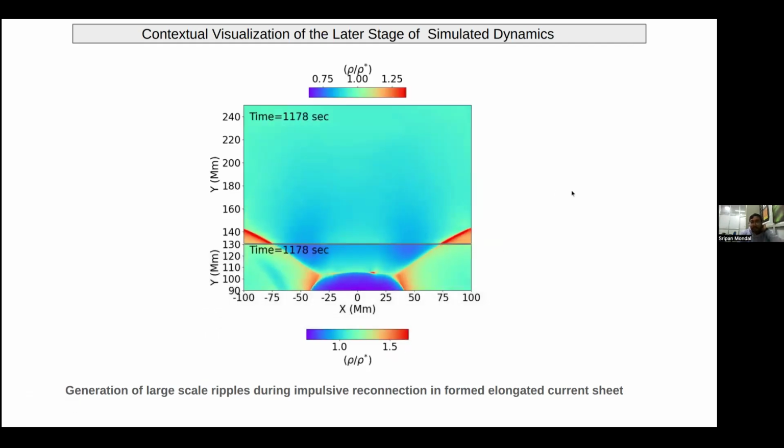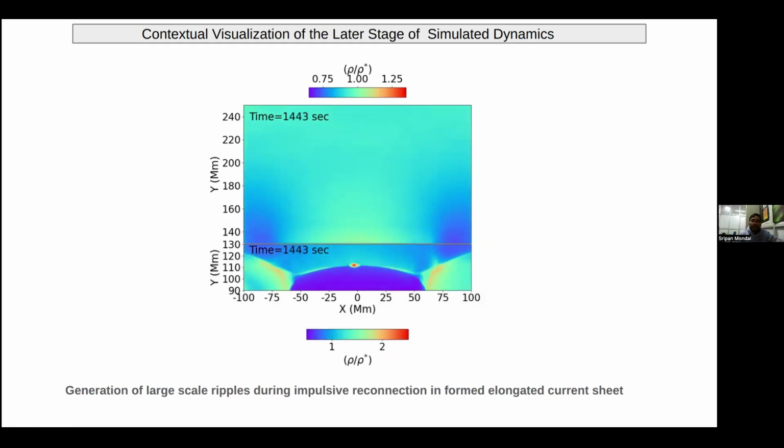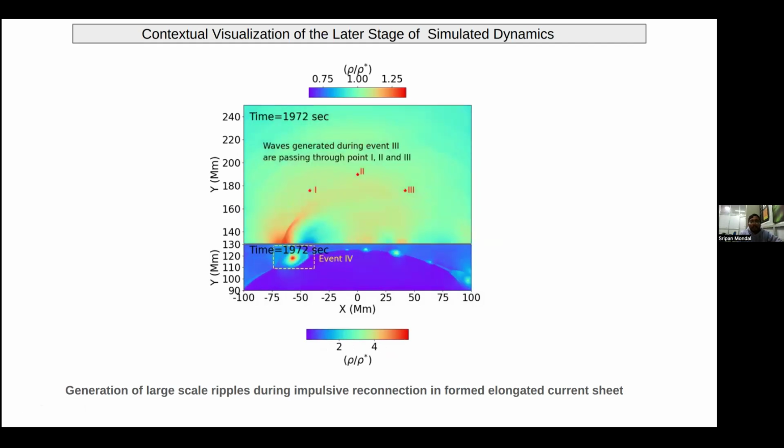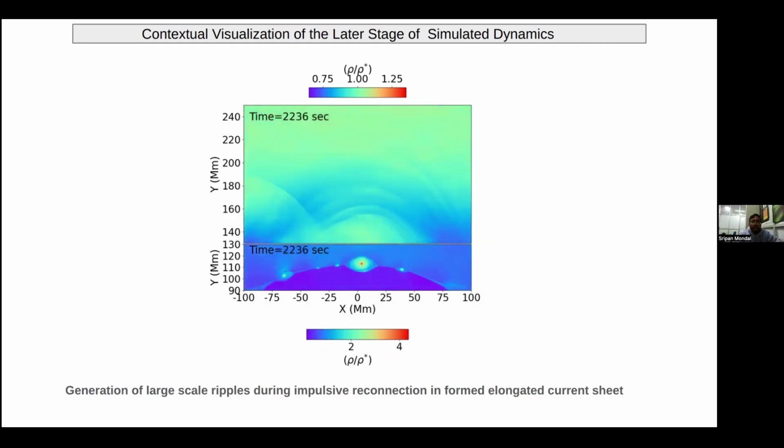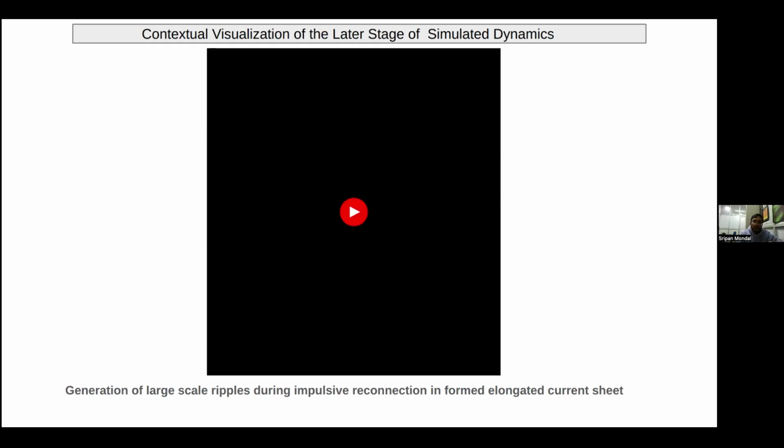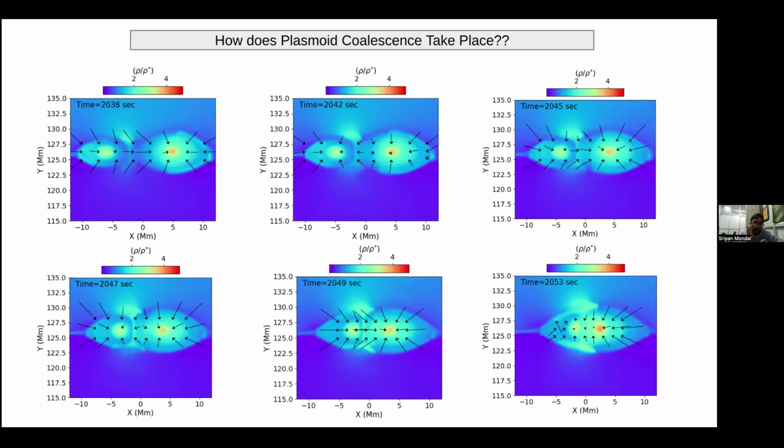Now from this simulation, you can have two queries. One is that some of the plasmoids are moving without coalescing, and the waves are predominantly moving in the upward direction, not in the downward direction. So you have to understand why some plasmoids coalesce while others do not, and why all of the waves are released in the upper part only. First of all, if you look at these black arrows, you can see that within two plasmoids they are changing their orientation rapidly.